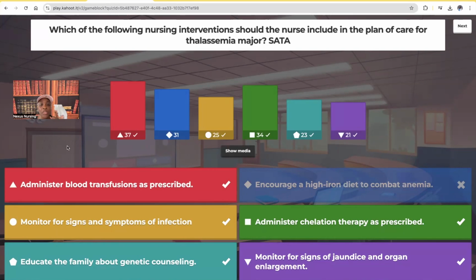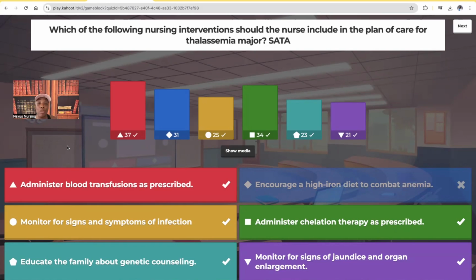I cannot believe 31 of you guys chose encourage a high iron diet to combat anemia. Did I tell you this patient has iron deficiency anemia? No, I told you they have thalassemia major. Those are 2 different types of anemia. In iron deficiency anemia, yes, you're going to teach a patient to eat foods high in iron because the problem is not having enough iron. But in thalassemia major, the problem is not having enough iron. The problem is not having enough hemoglobin.